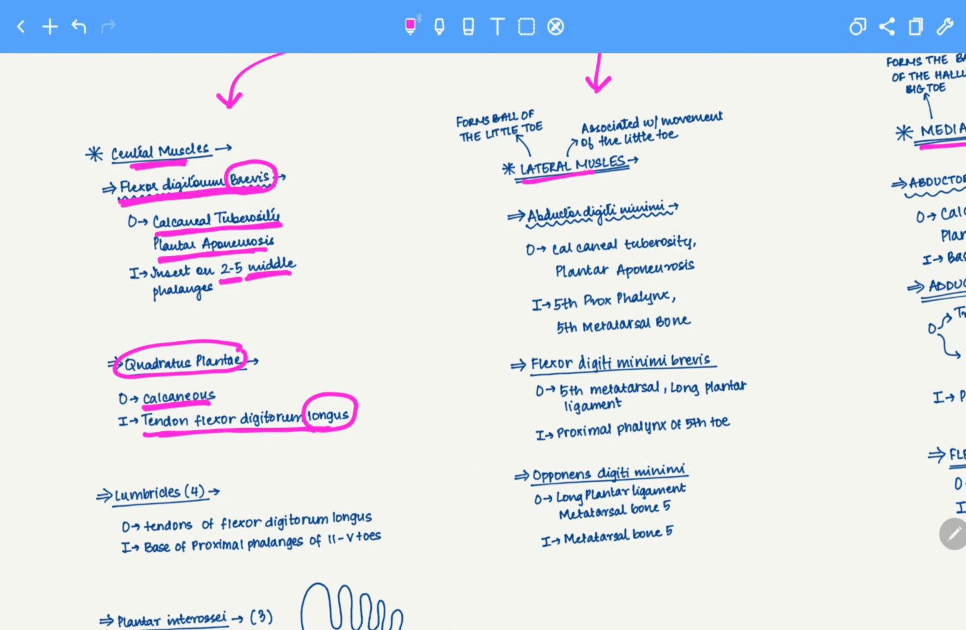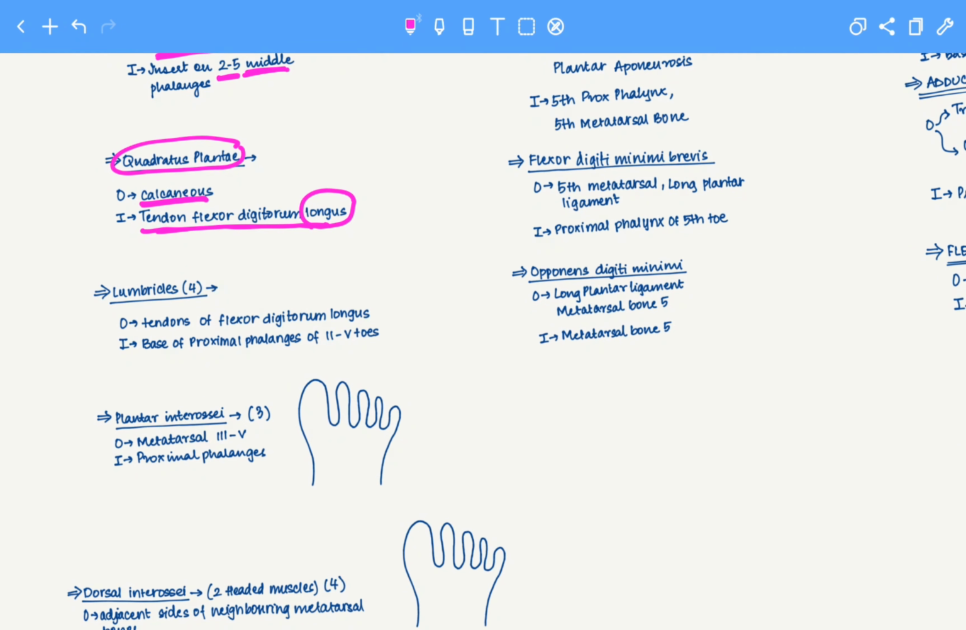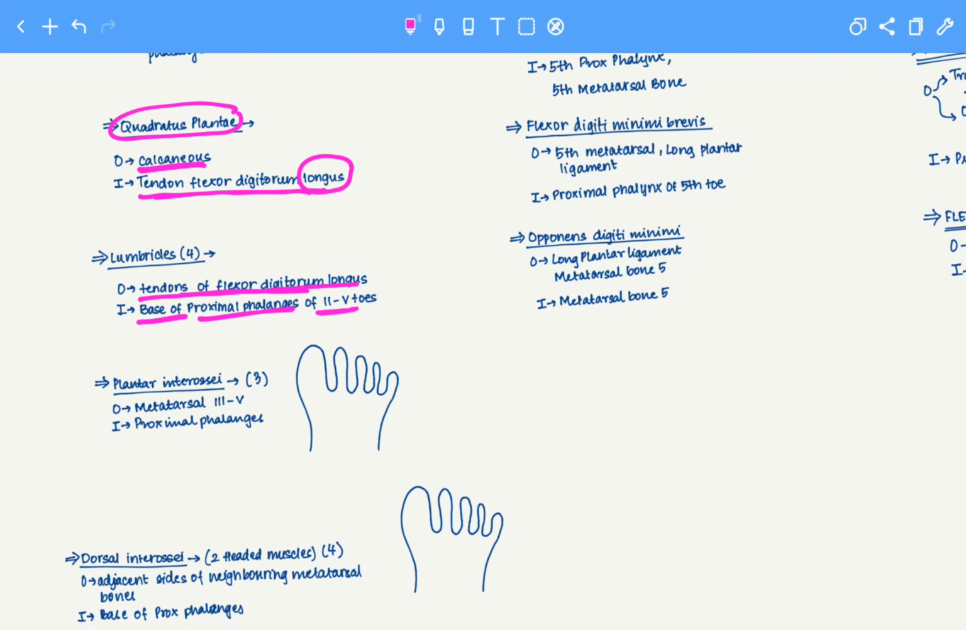Now lumbricals will continue from here. So the lumbricals will originate on the tendons of the flexor digitorum longus where the quadratus plantae ended, and they will insert on the base of the proximal phalanx of toes 2 to 5, or of digits 2 to 5. If you notice, we always leave the big toe or the hallux aside, and we do this because the hallux has its own set of muscles that help in its movement. Just like in the upper limb, the thumb had its own set of thenar muscles regulating its movement.